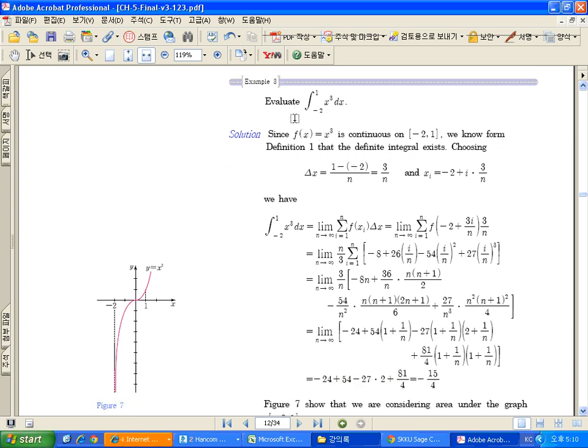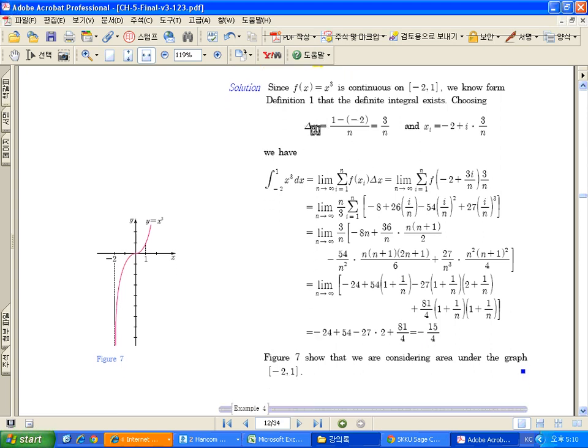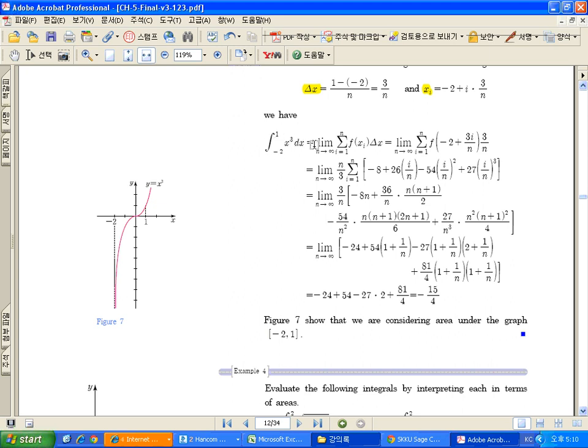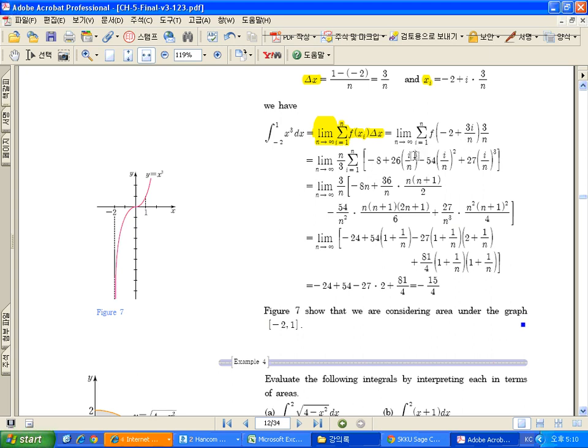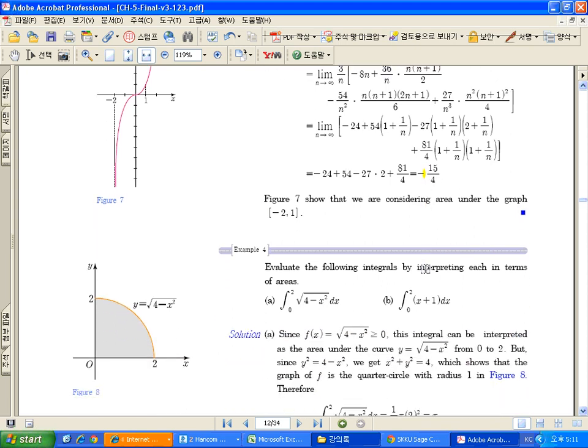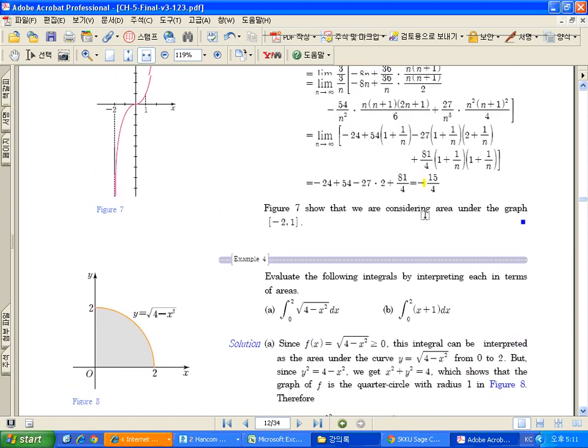So it's the same thing. Evaluate x cubed from −2 to 1. Do the same thing: find the delta x and any point in the middle, x_i, and we form this Riemann sum and take its limit. So we make the formula, and using the series summation formula, we get the solution. Okay, which is this.